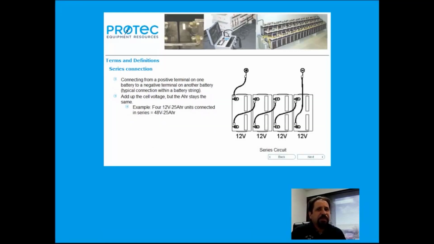Series connections. When we connect a positive terminal of one cell or battery to the negative terminal of another cell or battery, we are connecting the batteries or cells in a series string. When connected in a series string, the cell voltages will add, but the ampere hours or capacity will stay the same. For an example, if we were to take 4 12-volt battery jars and connect them in series, the ampere hours of 25 ampere hours would remain the same, but the voltages of the jars would add to a total of 48 volts.